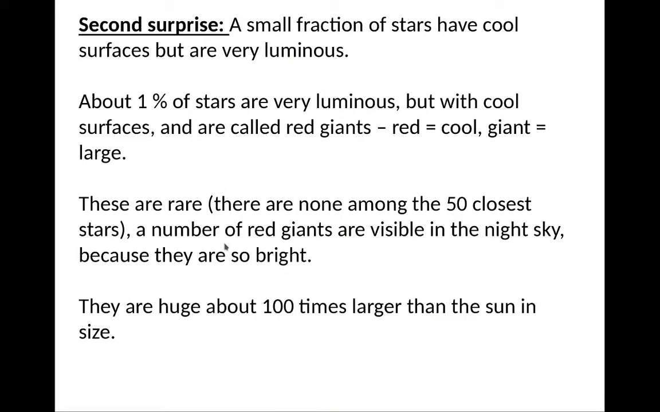Second surprise, there's a small fraction of stars that have cool surfaces that are very luminous. So 1% of these stars are very luminous, but with cool surface, and called red giants. Red meaning cool, giant meaning large. So they're rare, right? They're not among the 50 closest stars, but there are a number of red giants visible in the night sky because they're so bright. And they're huge because they're 100 times larger than the sun in size.